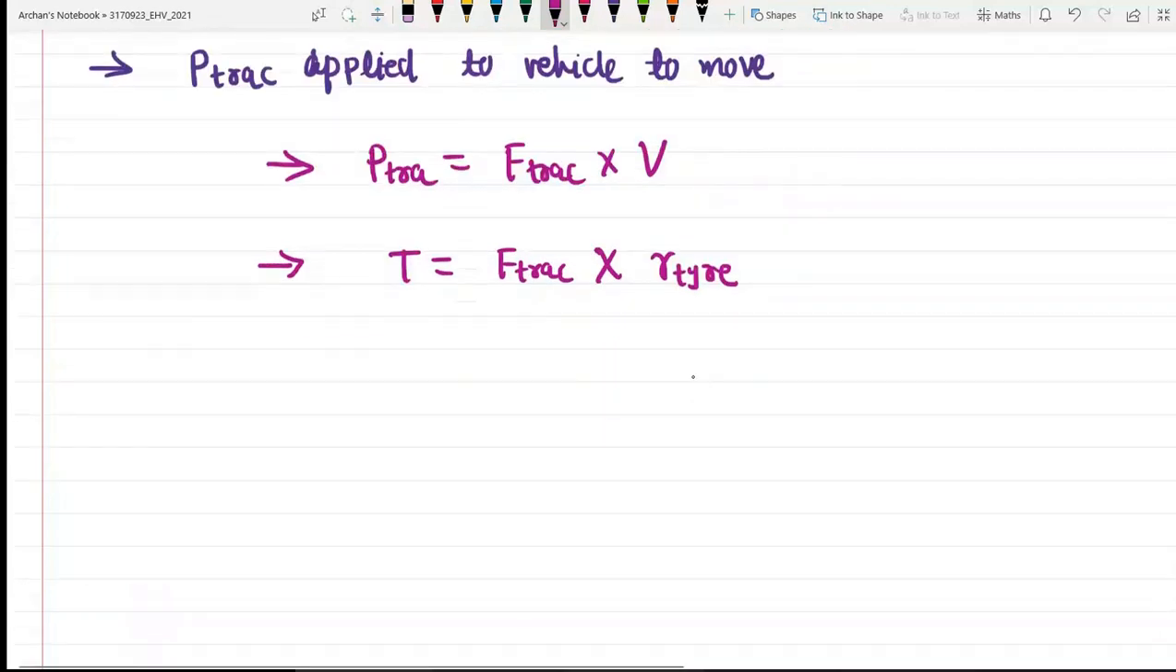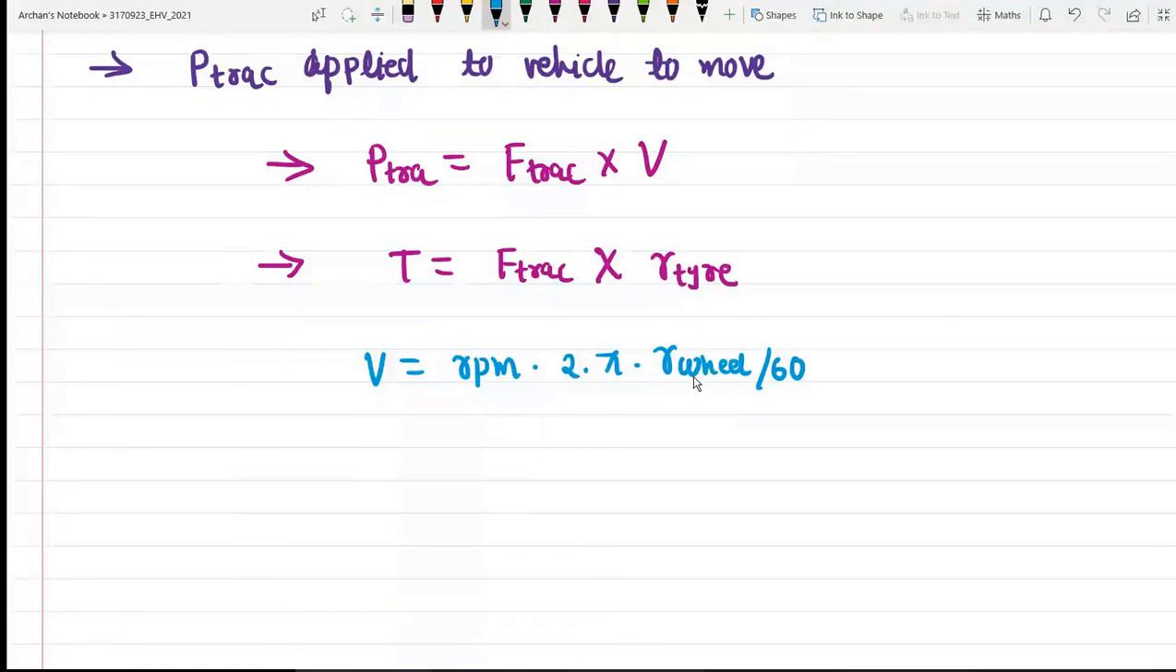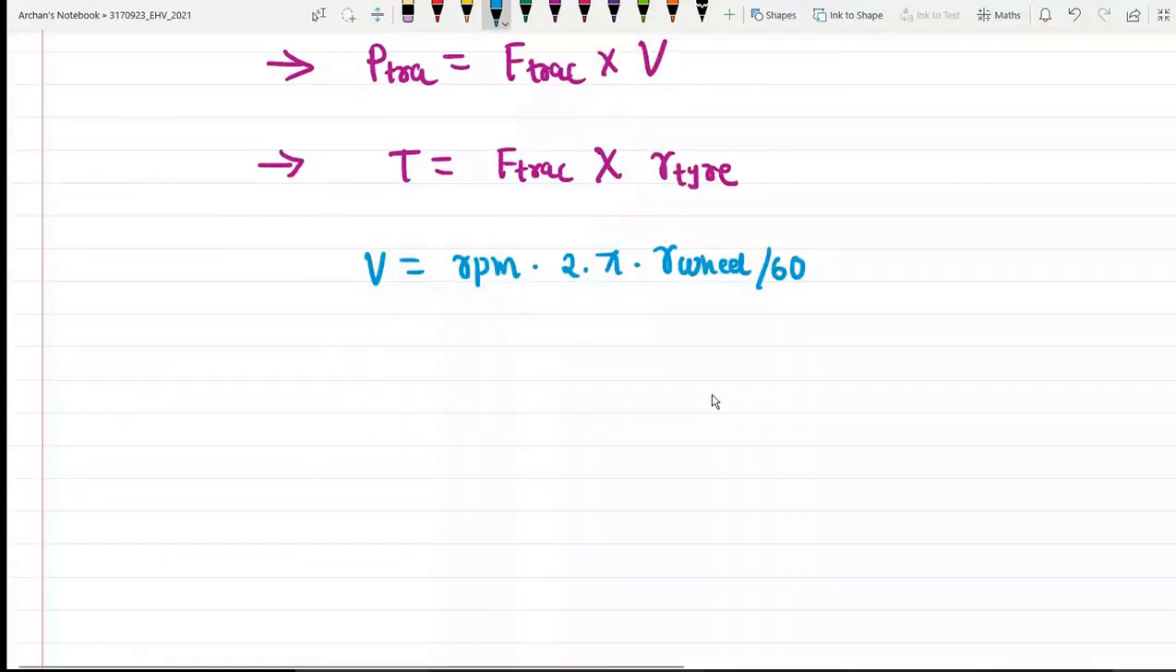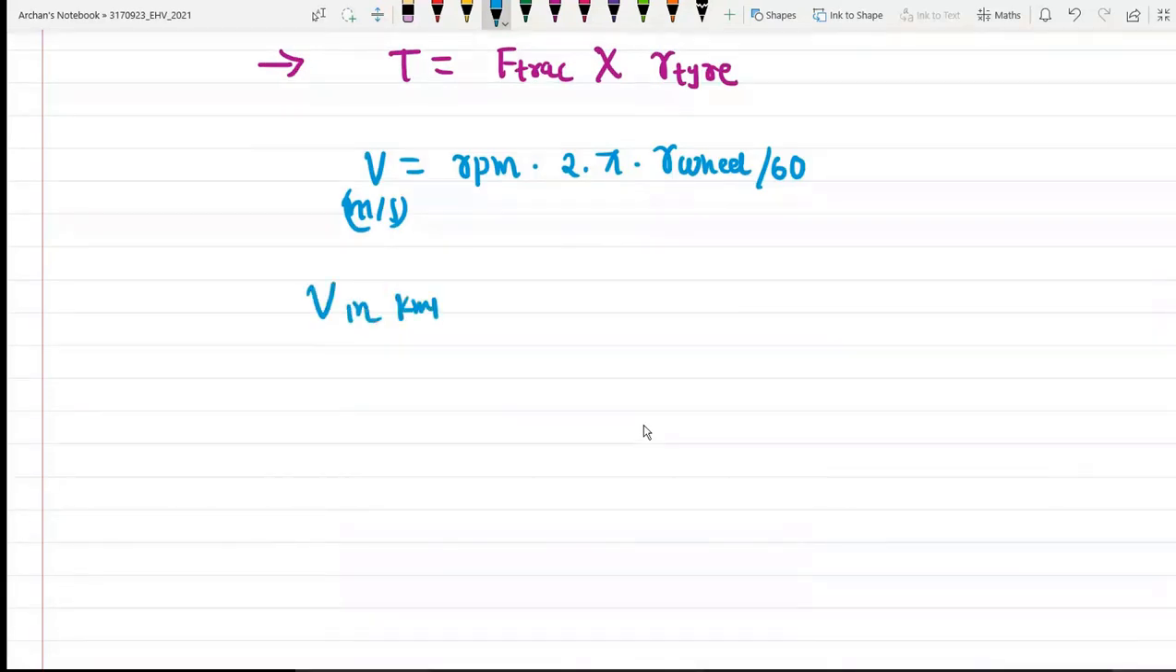And vehicle RPM needs to be obtained from this equation. V is equal to, we already have seen this equation, RPM into 2 pi radius of wheel divided by 60. So this will give us the speed V in meter per second. And whenever the speed is given in kilometer per hour, V in meter per second needs to be multiplied by 3600 divided by 1000. This is how the meter per second speed will be converted into kilometer per hour.